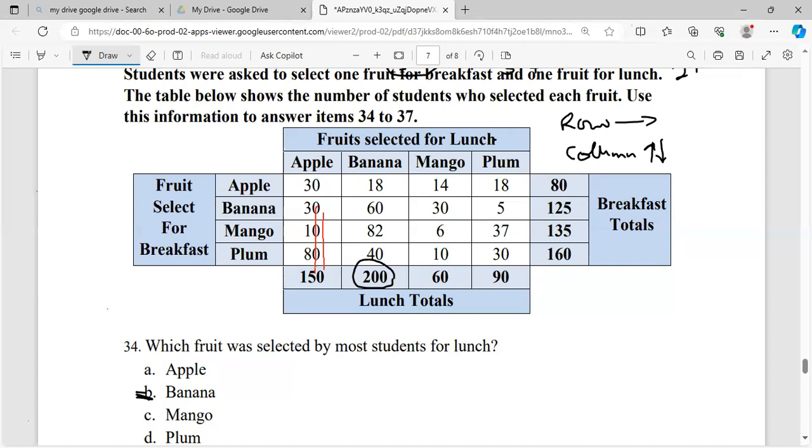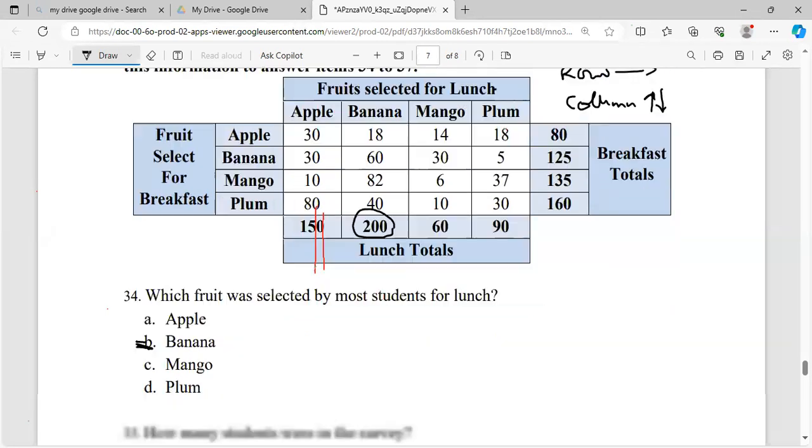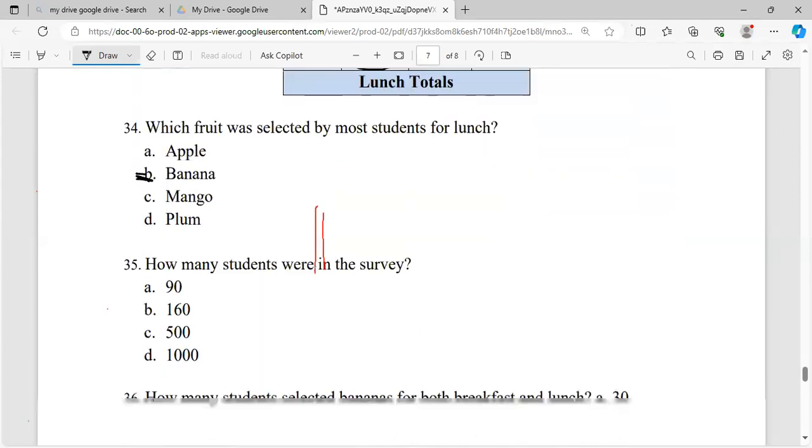Banana would come second. Suppose they had said what fruit was the least selected for lunch. What would the answer be? Mango. Very good. So guys, we have to know what those words mean, the least, the most, and so forth. Or if they ask the difference between banana and apple, we know what to do. Or if they ask for the total, then we know what to do. Alright. And this one is about the total.